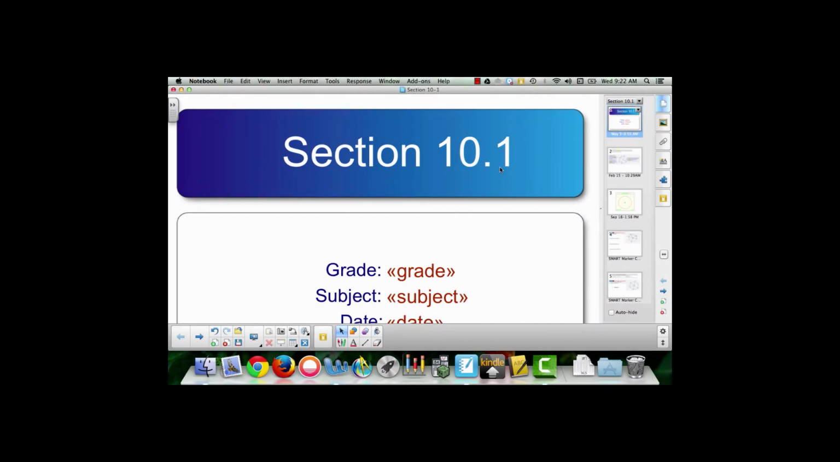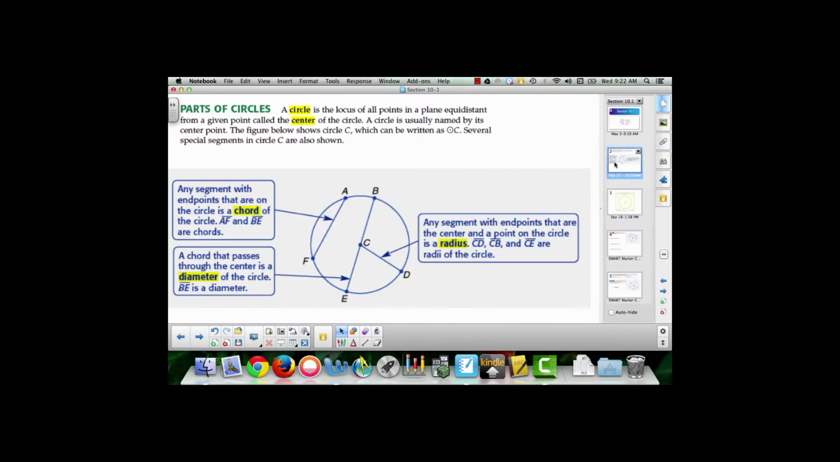Today we're doing section 10.1. We're going to be learning about circles in this chapter. So first we're going to go over what is a circle and what are the parts of circles.